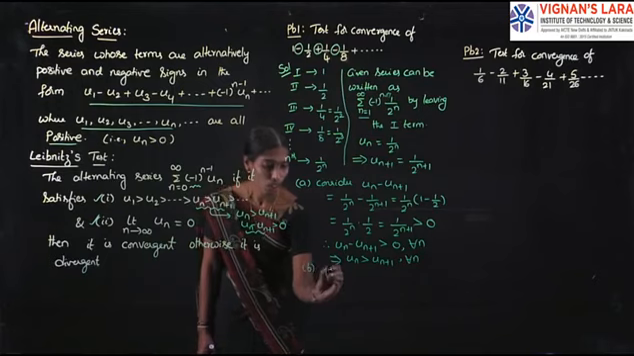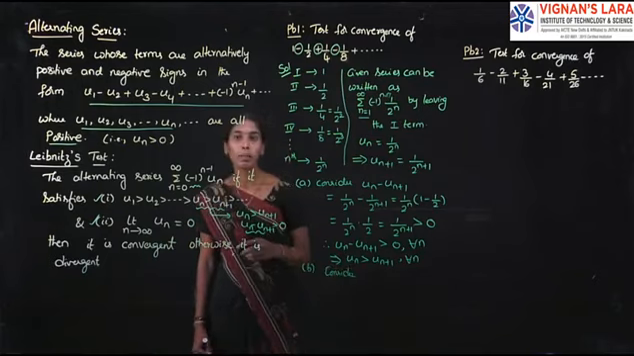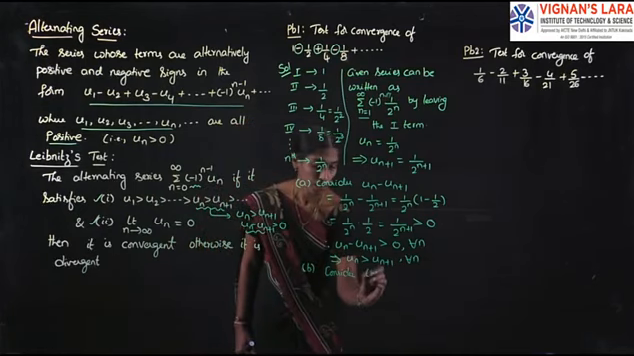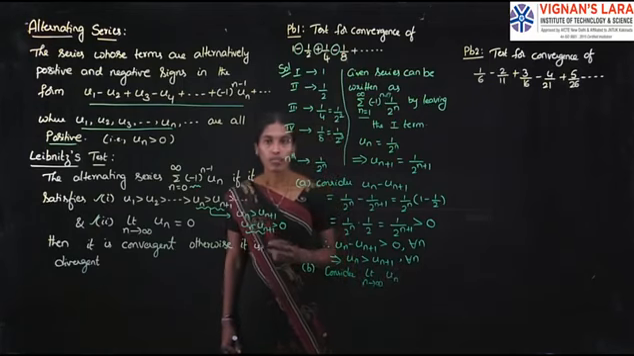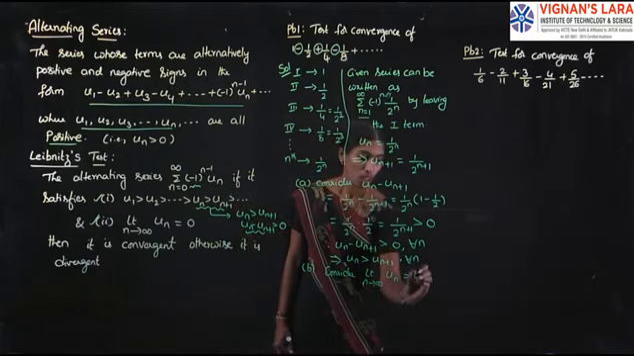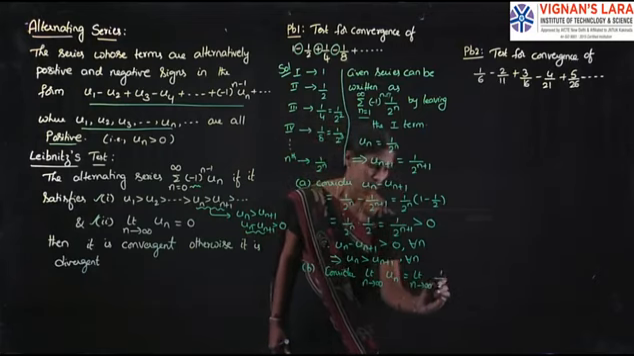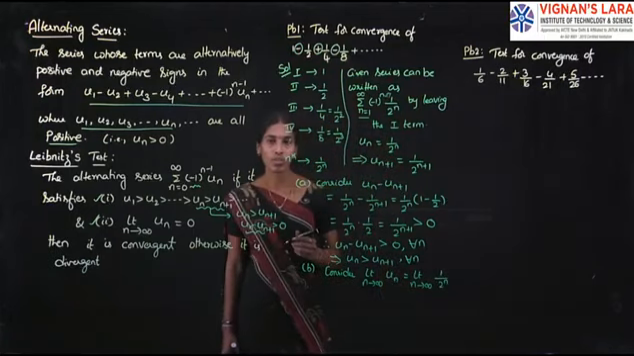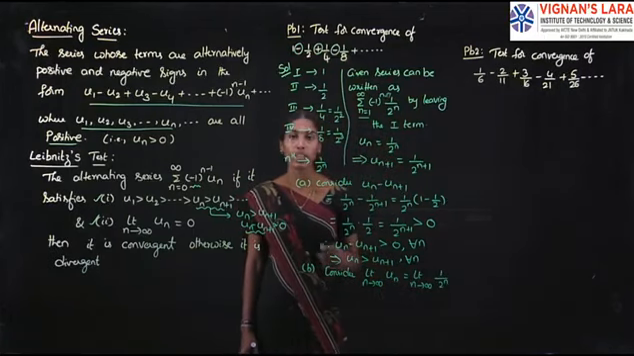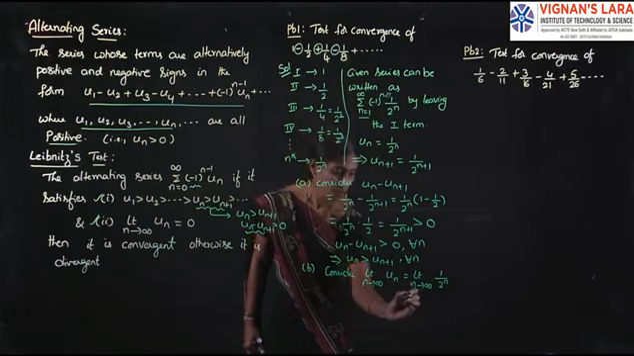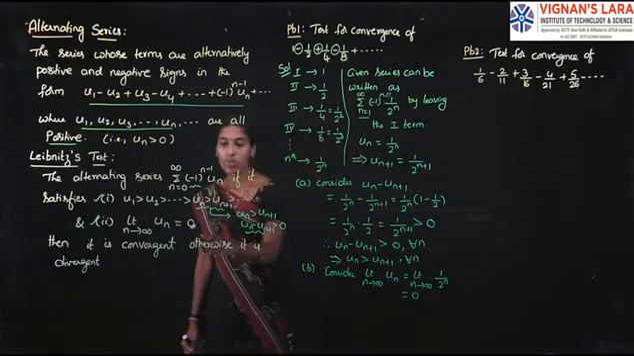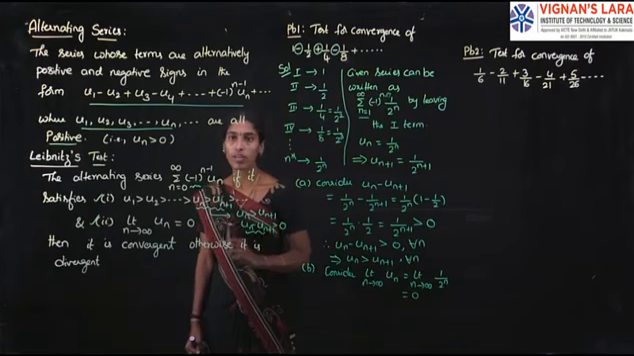Now consider limit n tends to infinity un, which is equal to limit n tends to infinity. What is un? 1 by 2 power n. As n tends to infinity, 2 power infinity is infinity, 1 by infinity is 0. So the second condition is also satisfied.